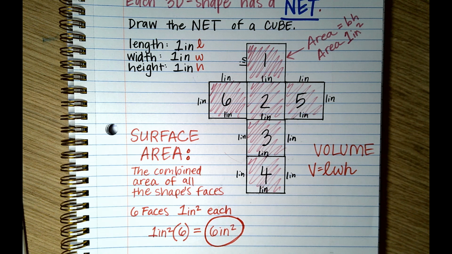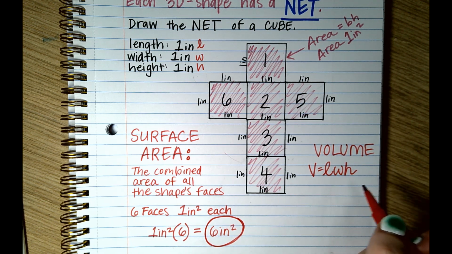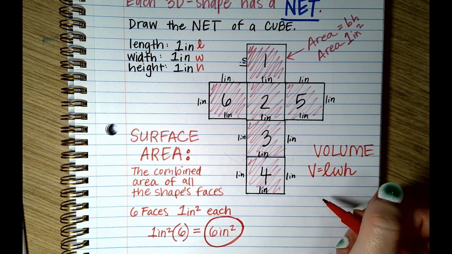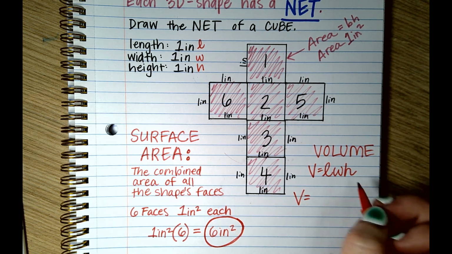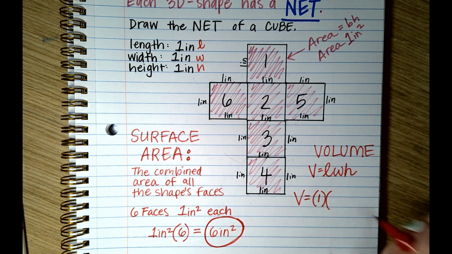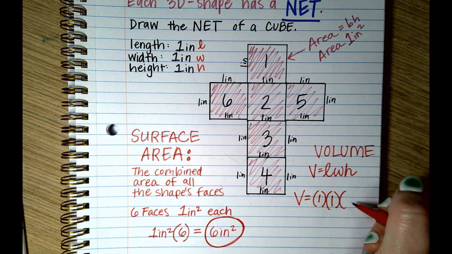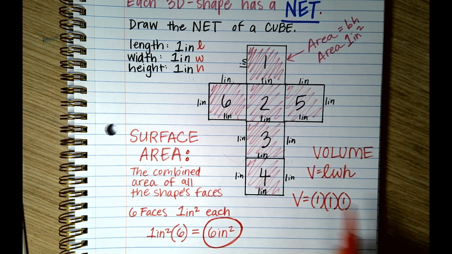You said the length, the width, and the height, and we're multiplying them. So why don't I plug those in? What's my length? 1 inch, times what's my width? 1 inch, times what's my height? 1 inch.